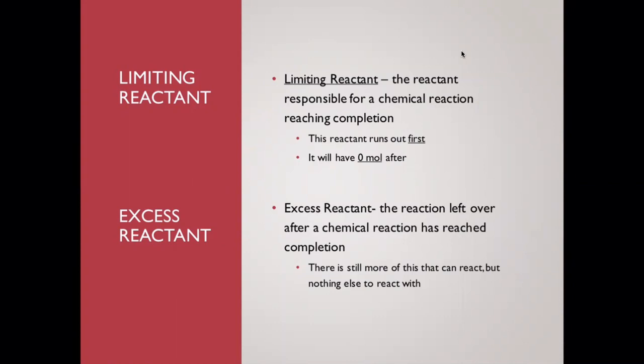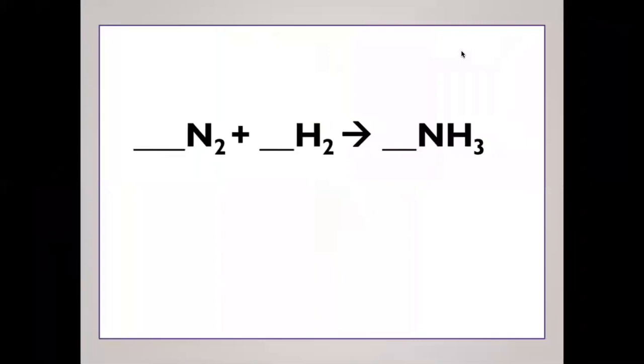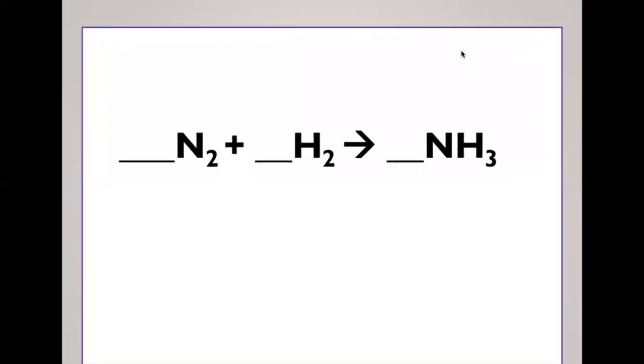Usually another one of the reactants is an excess, and that one is going to have more that could still react, but since there's nothing left to react with, no more products can be produced. So whenever we're talking about limiting and excess reactants, we're always talking about it in relationship to a reaction.